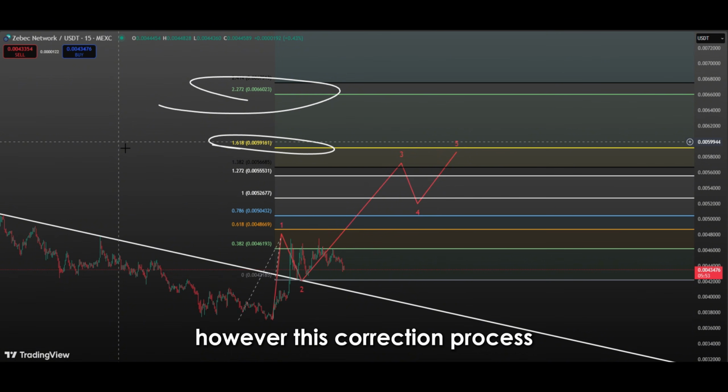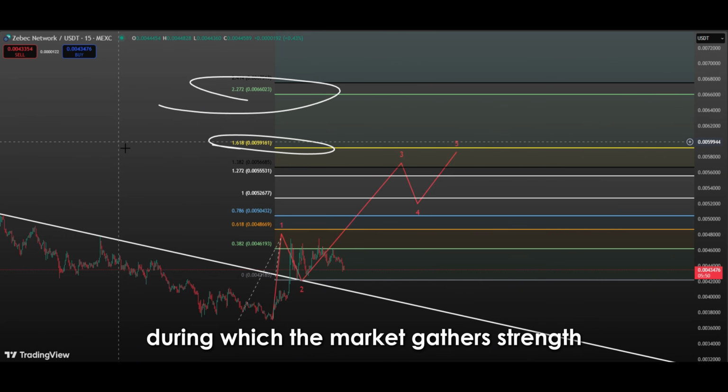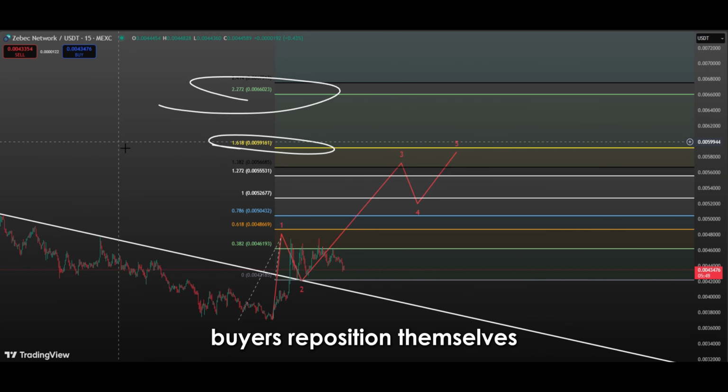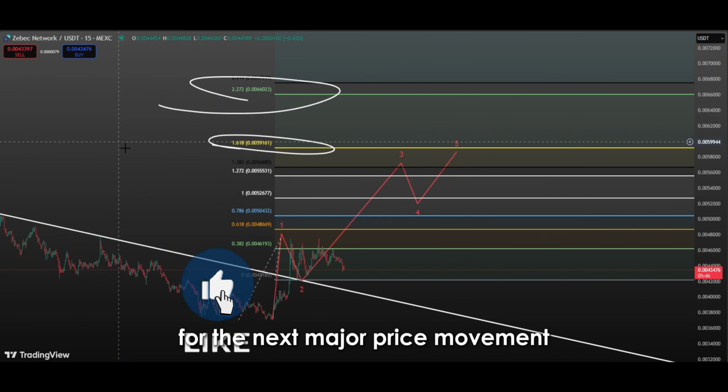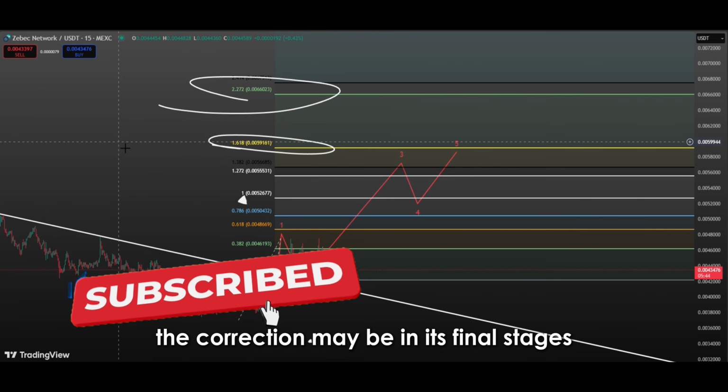However, this correction process should never be interpreted negatively. On the contrary, the second wave is a period during which the market gathers strength, buyers reposition themselves, and the groundwork is laid for the next major price movement. At this point, based on the chart structure, the correction may be in its final stages.